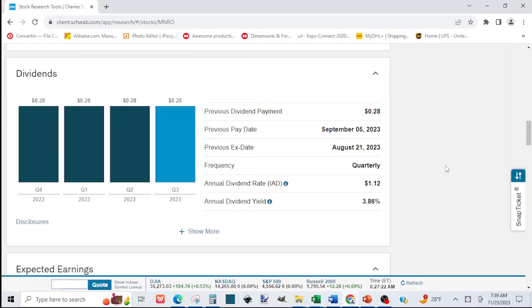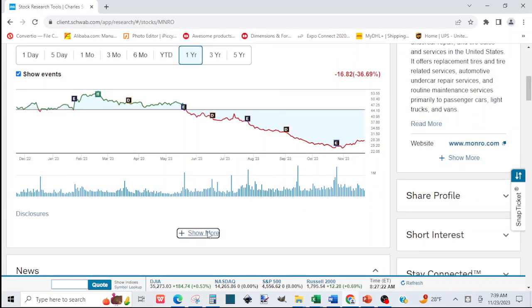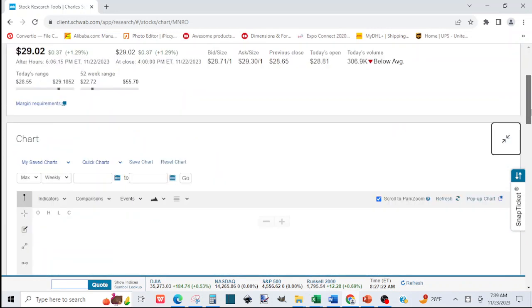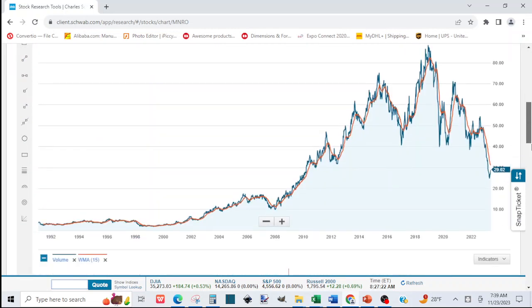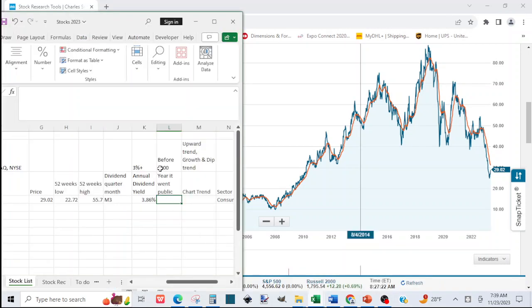Now we are going to analyze the chart. So you will scroll back up and click on the chart to see the maximum chart. You want to make sure the chart is set at maximum, and then you look at the chart. The year it went public is 1991. You put that on your spreadsheet. It passed your 2000 criteria, so 1991.